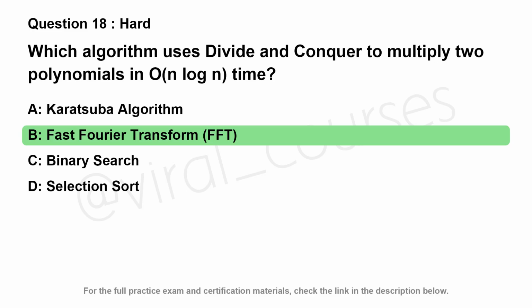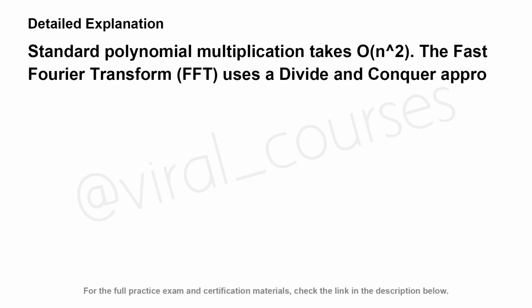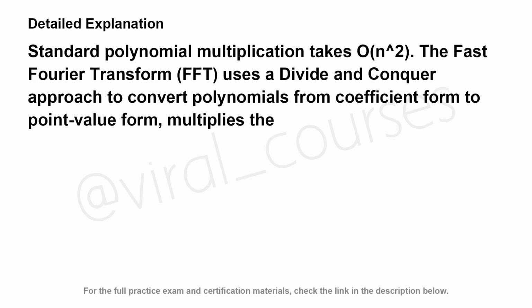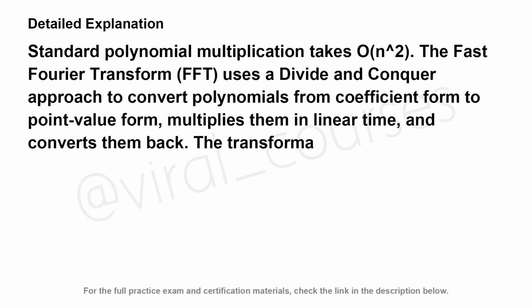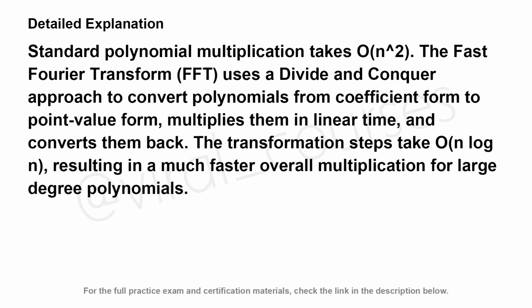The correct answer is B. Standard polynomial multiplication takes O(n squared). The fast Fourier transform (FFT) uses a divide and conquer approach to convert polynomials from coefficient form to point value form, multiplies them in linear time, and converts them back. The transformation steps take O(n log n), resulting in a much faster overall multiplication for large-degree polynomials.